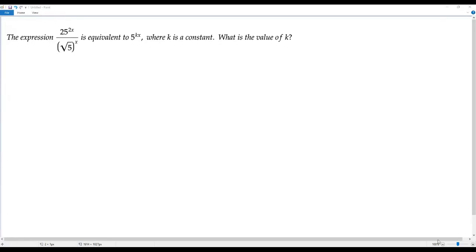Here we have a SAT math problem. Okay, let's go to the question. The expression 25 to the power of 2x divided by square root of 5 raised to the power of x is equivalent to 5 to the power of kx, where k is a constant. What is the value of k?